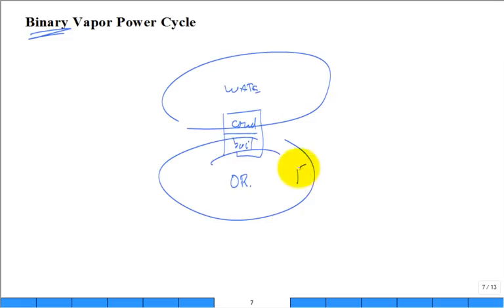You still have a turbine. You still have a condenser. You still have a pump. Just like over here, you still have a turbine. But you have two places you're making work out of the cycle on a binary.